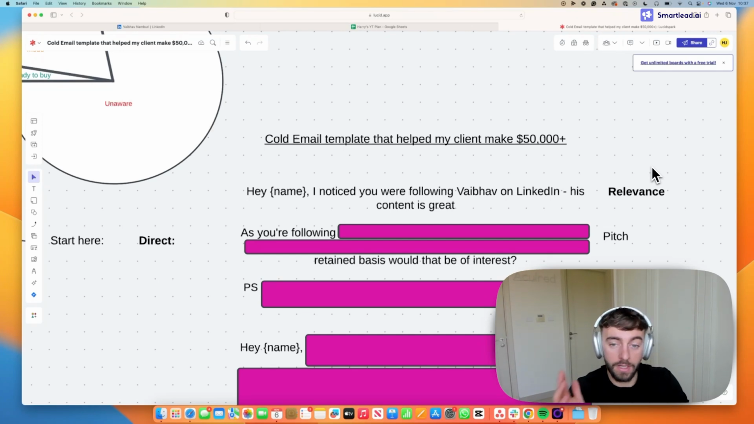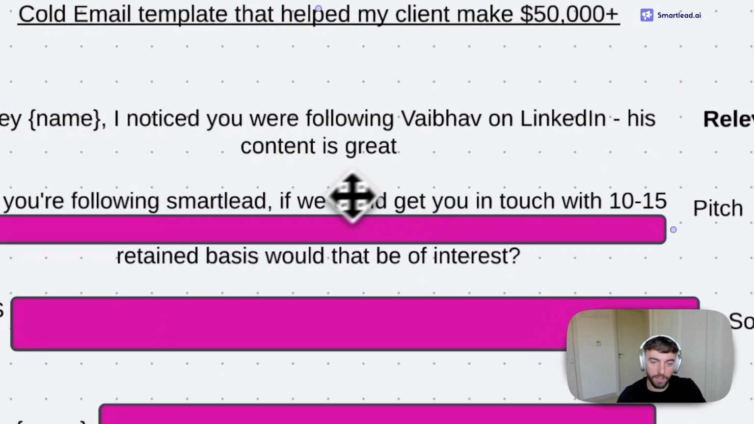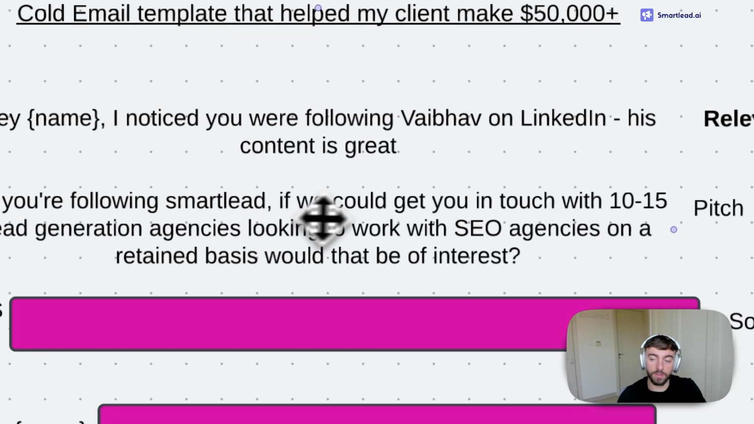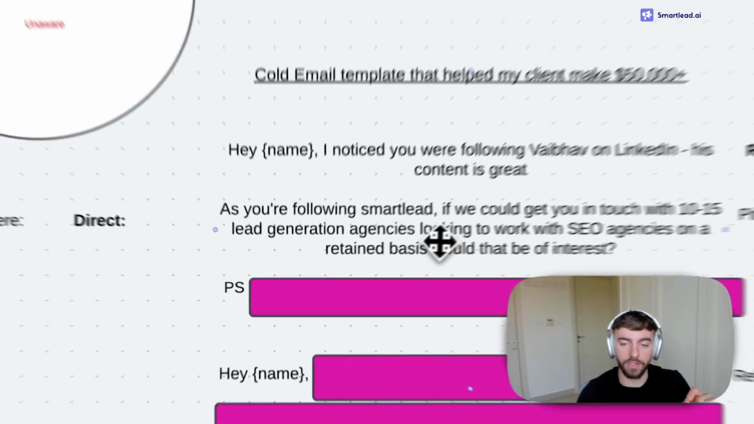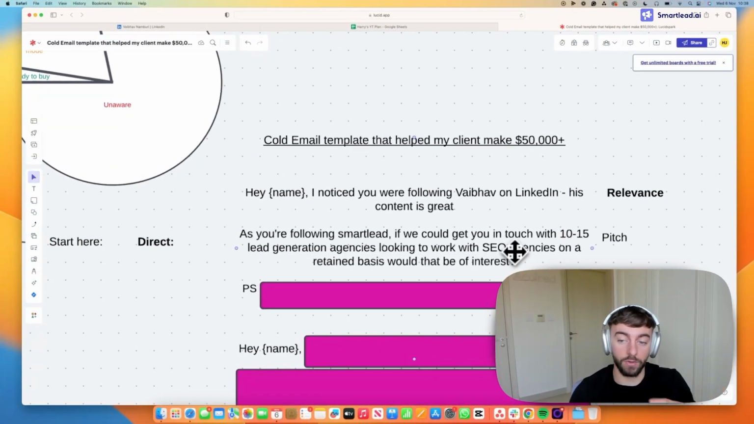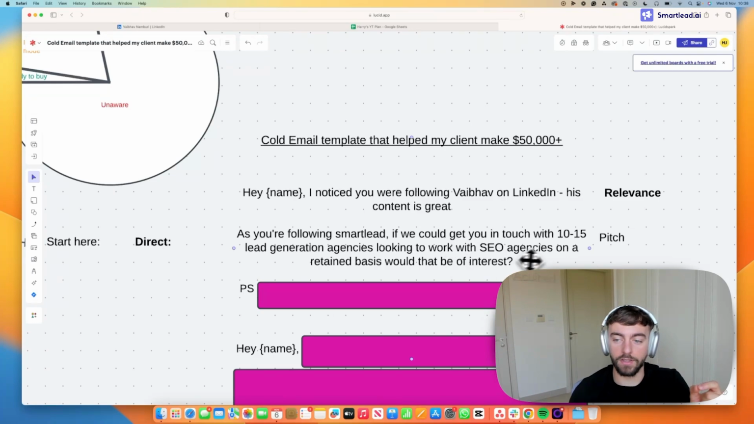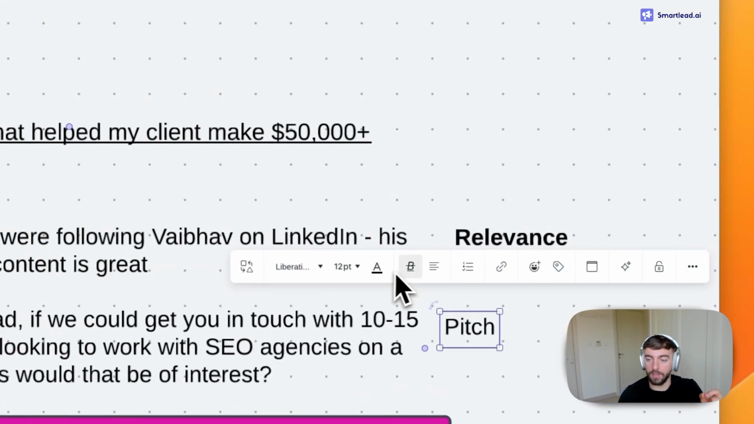That would be pointless. So what you want to do is basically build off the relevance into your pitch. So I can say, I noticed you were following Viper on LinkedIn. His content is great. As you're following Smartlead, if we could get you in touch with 10 to 15 lead generation agencies looking to work with SEO agencies or SEO companies on a retained basis, would that be of interest? Right, so then here's the pitch.